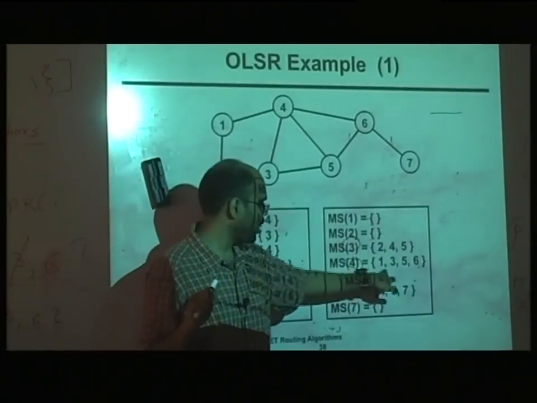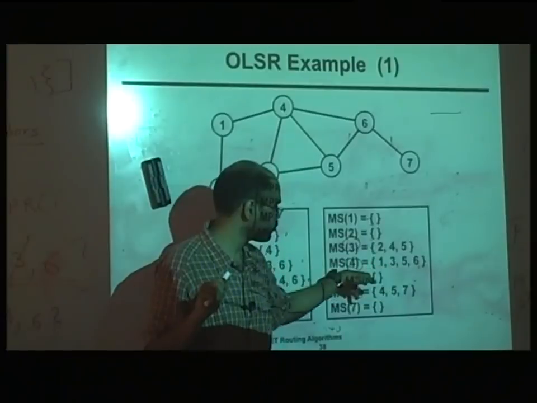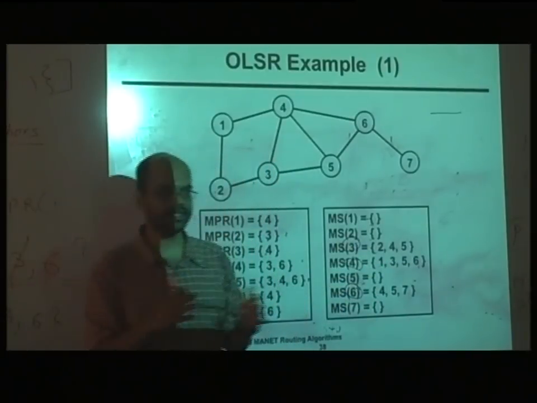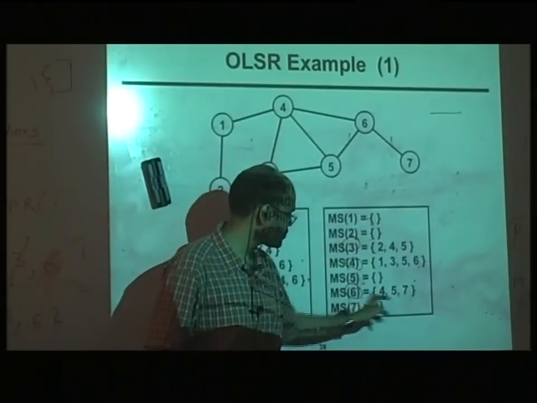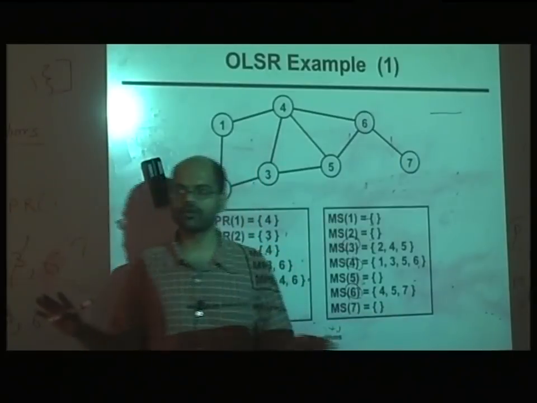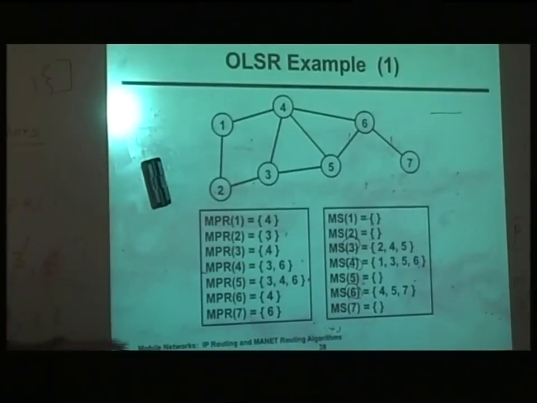Here 1, 4, 3, 4, 5, 4 and 6, 4. These are the links and this will spread out in the entire network. And here 4, 6, 5, 6 and 7, 6. This will go throughout the network. So that's the only information everybody knows.